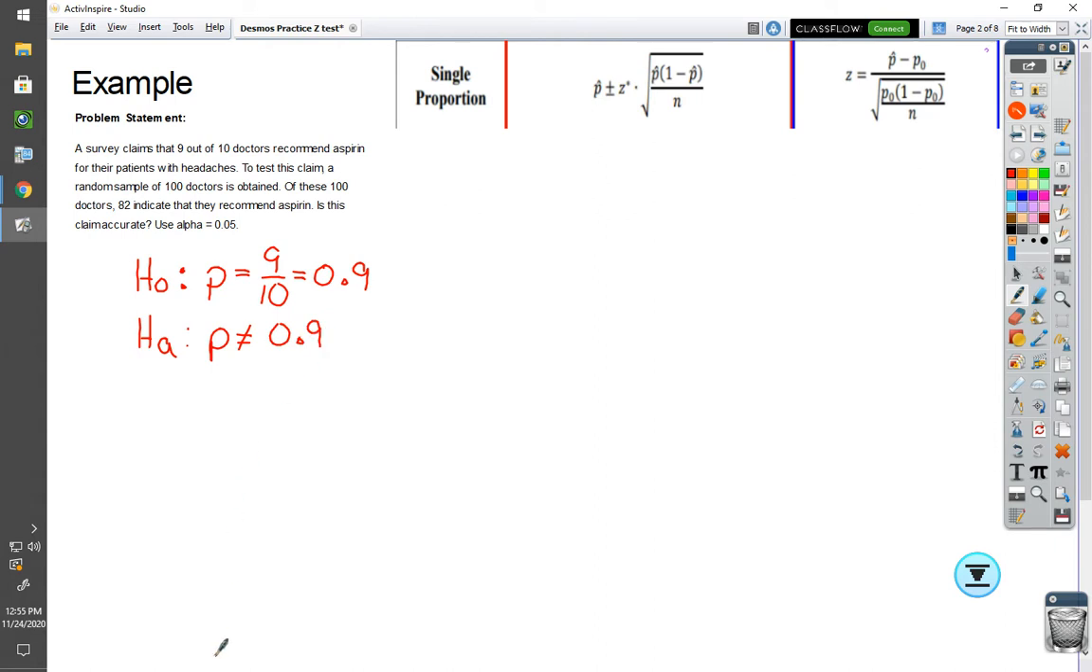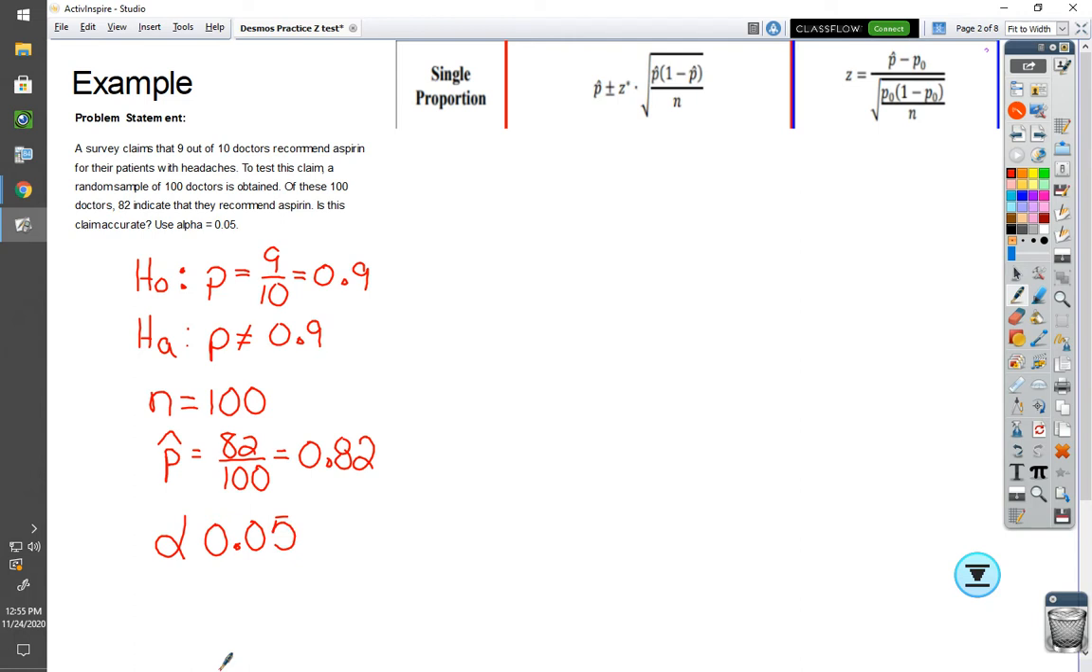In addition to that, we know that we have a random sample of 100 doctors, so we have an N value of 100. We have a test statistic that says 82 out of these 100 doctors actually gave aspirins, or 0.82. Important that we use the proper notation as we're working through these questions. We're looking to test the claim, using an alpha level of 5%, or 0.05.